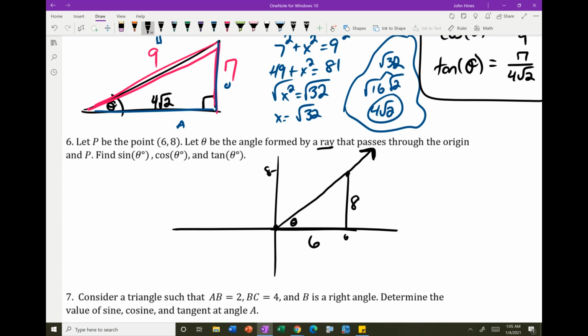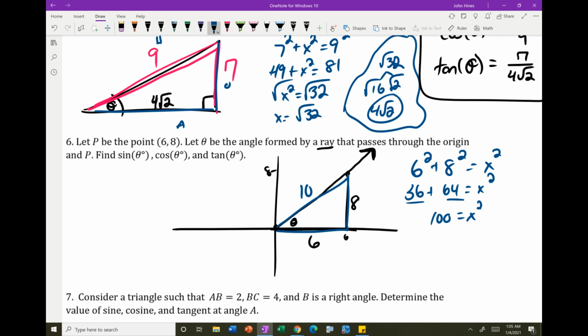Well, look what I've got here. My picture's all set. So now I can do leg squared plus leg squared equals hippopotamus squared. Leg squared plus leg squared equals the hypotenuse squared. 36 plus 64 equals x squared. That's 100. What squared is 100? Well, that's 10. The hypotenuse there is 10.